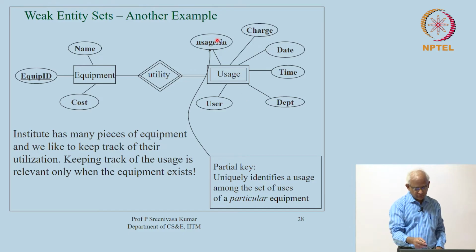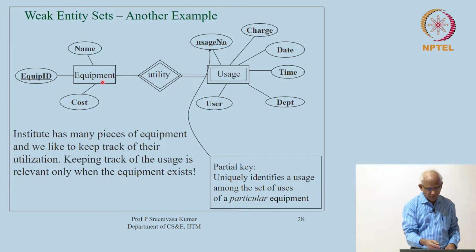So, again this is best modeled as a weak entity, and usage number serves as the partial key here, which will identify the usages of a particular equipment.